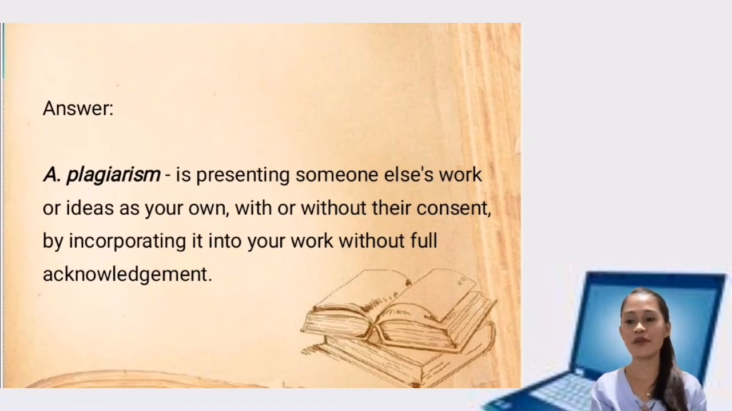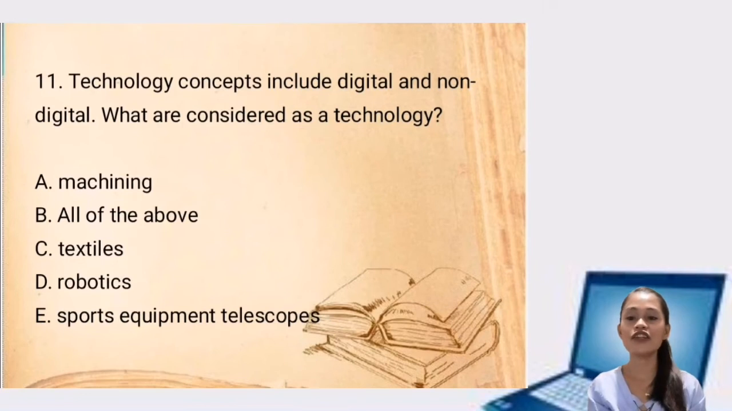So question number 11. Technology concepts include digital and non-digital. What are considered as a technology? Letter A, machining. Letter B, all of the above. Letter C, textiles. Letter D, robotics. And letter E, sports equipment telescopes.